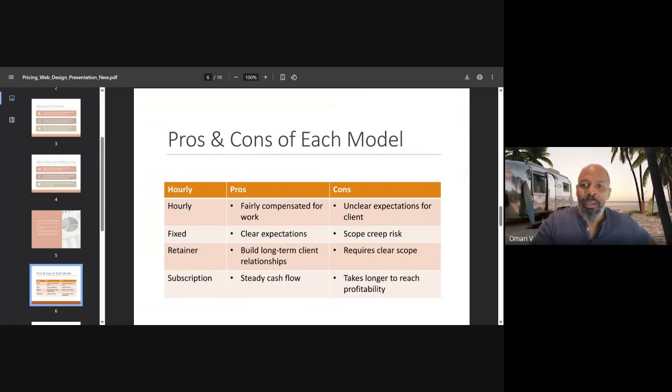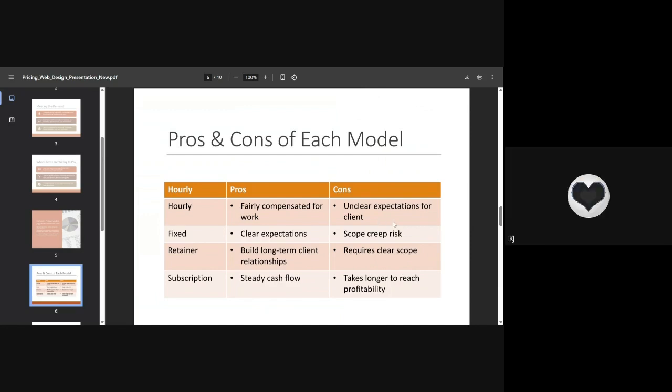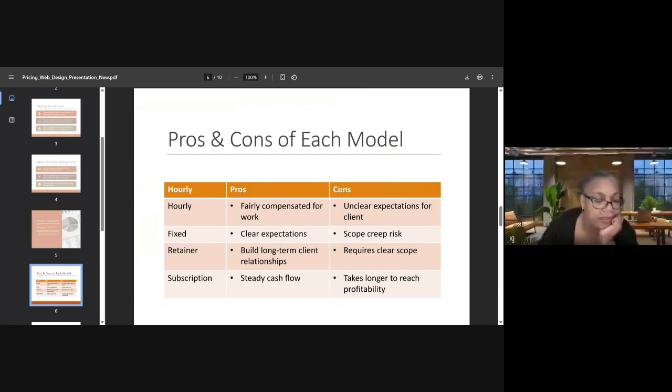Before we move on, I'd like to pose to the group: for those of you who are freelancing or have freelanced, would you have a preference of which type of pricing model you prefer? Anyone want to give their preference? A retainer. You like the retainer? Yeah, I like the retainer.